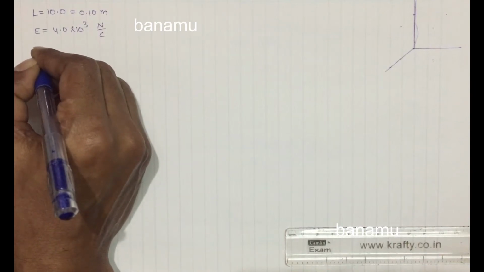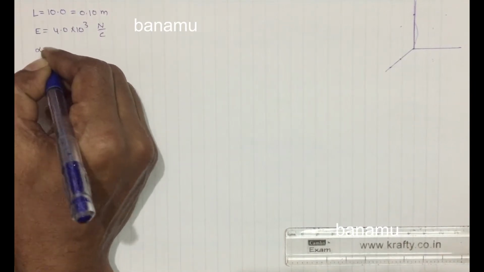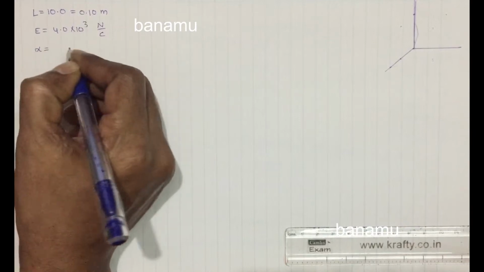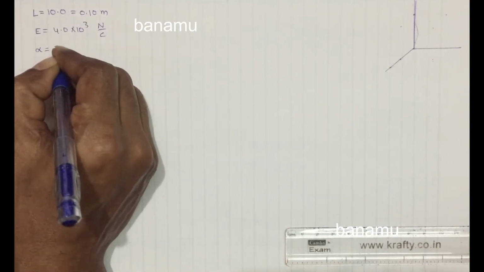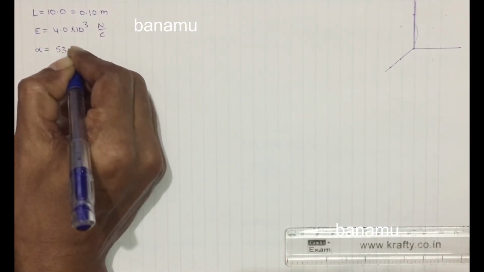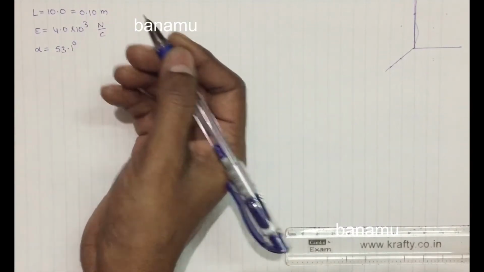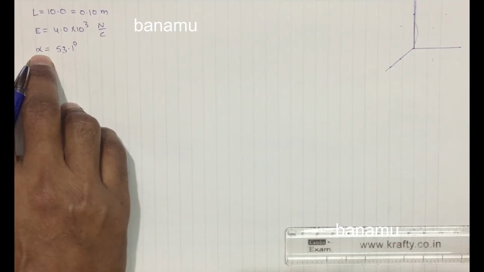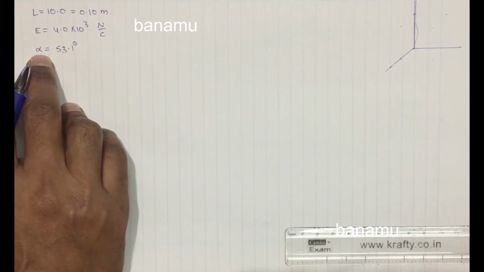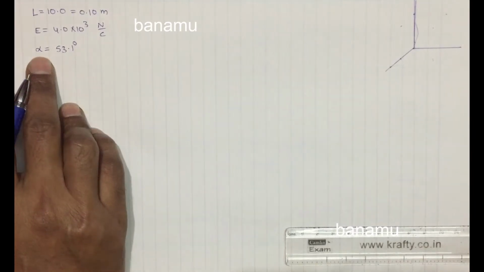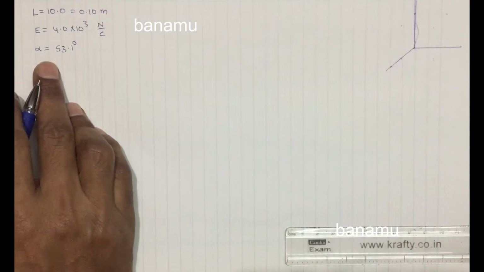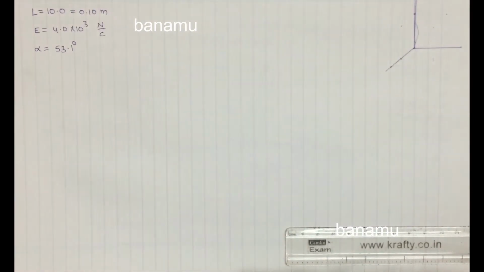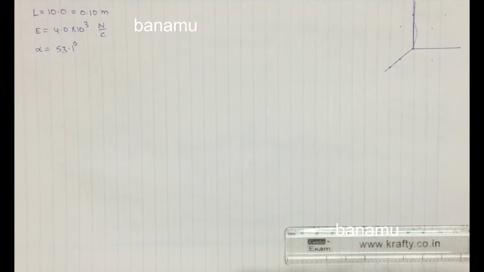The angle theta, which is the angle alpha the electric field makes with the xy plane, is equal to 53.1 degrees. This is alpha. Alpha is the angle the electric field makes from the positive x-axis towards the positive y-axis. So these are the given values. We can now find the electric flux through each face of the cube.